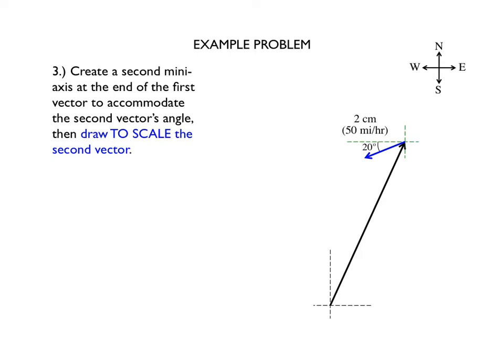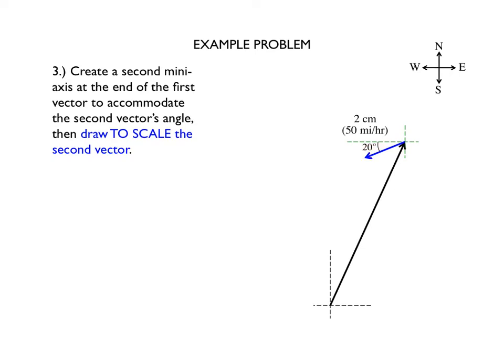So the second vector is going to be the vector associated with the headwind. It was 50 miles per hour, which is going to translate into a 2 centimeter long vector. It's going to have to be put with its tail to the head of the first vector. I'm going to have to draw a little mini axis here so that I can use a protractor to get it down 20 degrees south of west. This is the west direction, this is the south direction. And so I can go ahead and draw in that second vector appropriately.